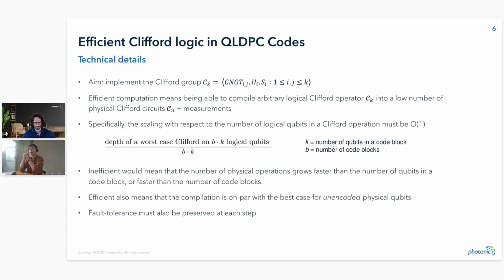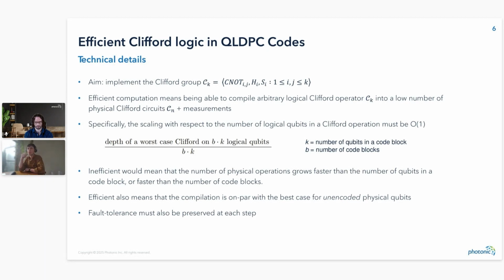So let's try and nail down exactly what we mean. We want to implement an arbitrary logical Clifford operator, say on k logical qubits, and we want to break this down into a low number of physical Clifford circuits plus a low number of physical measurements. More specifically, if we consider the depth required to implement a worst case Clifford operator, we want this to have constant scaling with respect to the number of logical qubits involved.